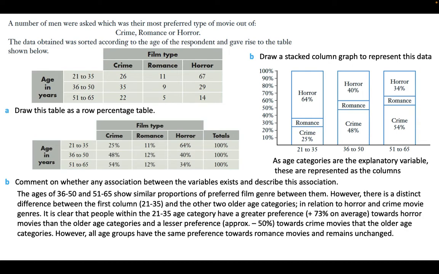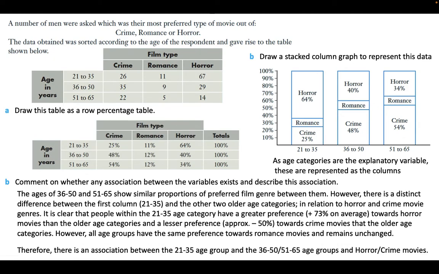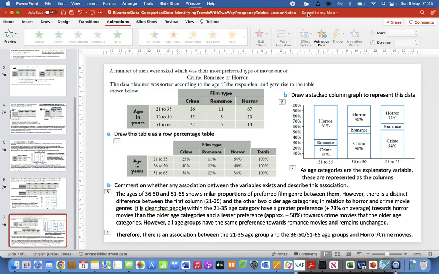However, all age groups have the same preference towards romance movies, as we said, because there's no real discernible change at all in percentages there. So you could comment that there is an association between the 21 to 35 age group and the 36 to 50 and 51 to 65 age groups as a block, and horror and crime movies. But that's about the extent of the association.